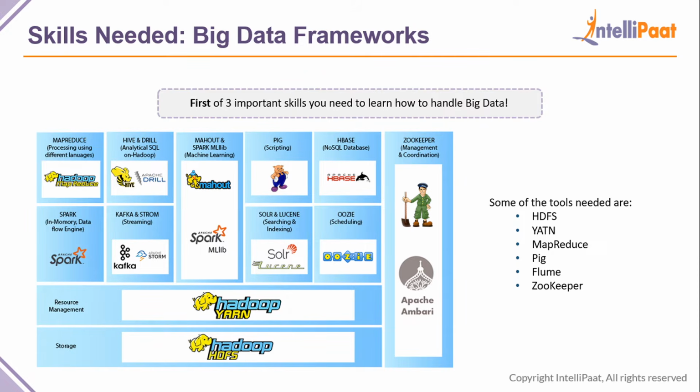Coming to the first important skill that you'll need, there are a lot of tools which are needed when you have to work with big data. They have a lot to do with Apache's networks. I'll tell you why. Because you'll have to know something called HDFS, the Hadoop file system. You need to know YARN. You need to know MapReduce. You need to know concepts like Pig, and software like Flume, Zookeeper, Oozie, HBase, Mahout.